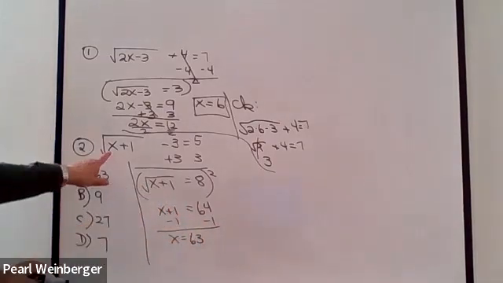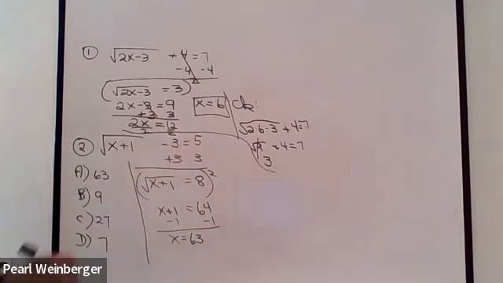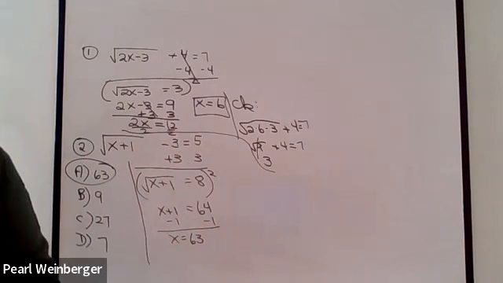Just checking it, 63 plus 1 is 64. The square root of 64 is 8. 8 minus 3 is 5. 8 is the correct answer. Thank you.